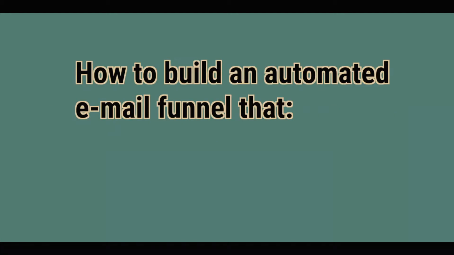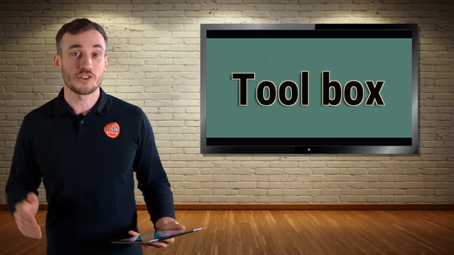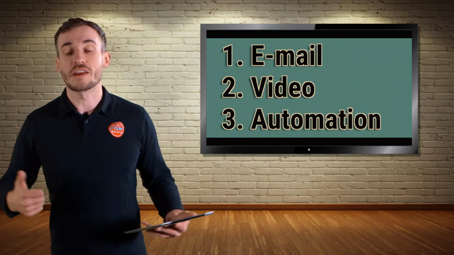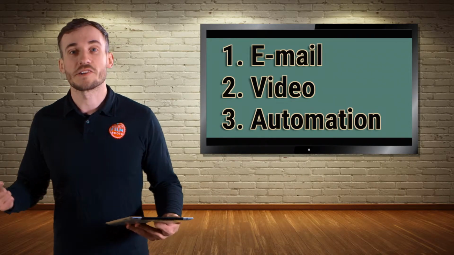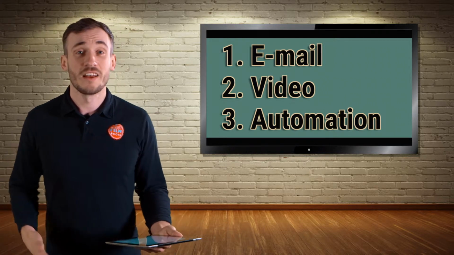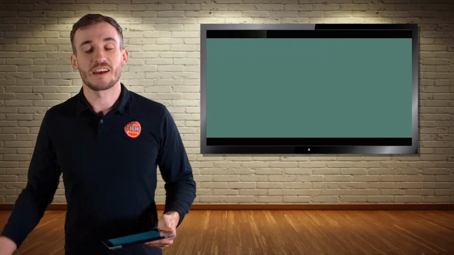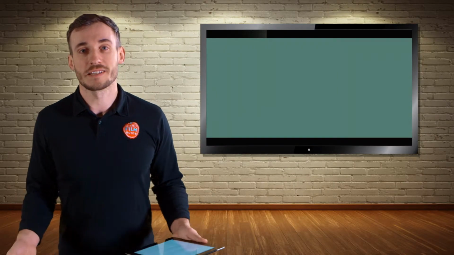How to build an email marketing funnel that gives you high open rates, builds rapport, and generates targeted leads. What do you need in order to do this well? Well, you need an email. You need some sort of automation software, which comes with things like MailChimp, Infusionsoft, HubSpot, Act-On, the list goes on. So now I'm going to run you over the automated video and email plan to generate leads.